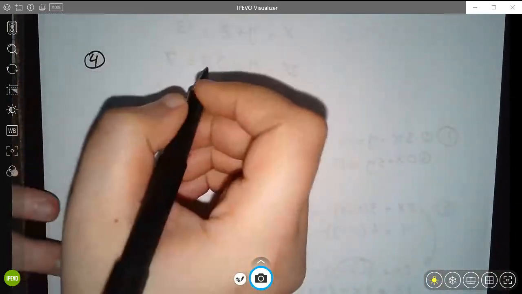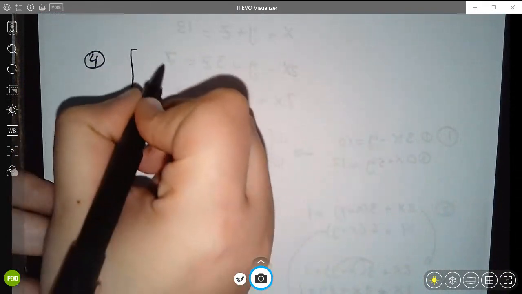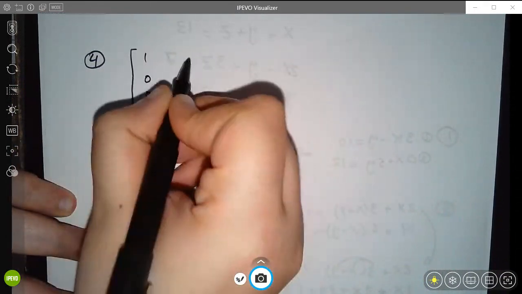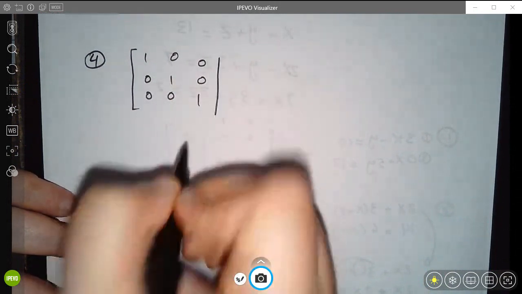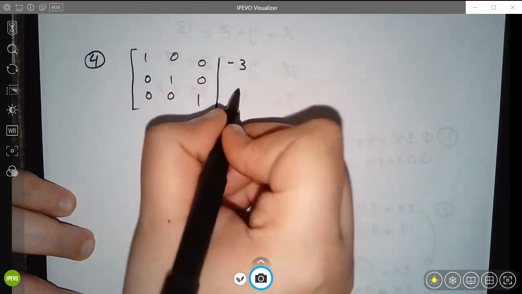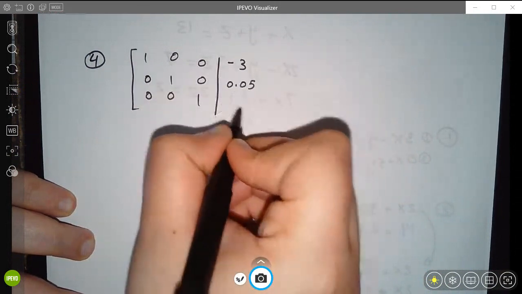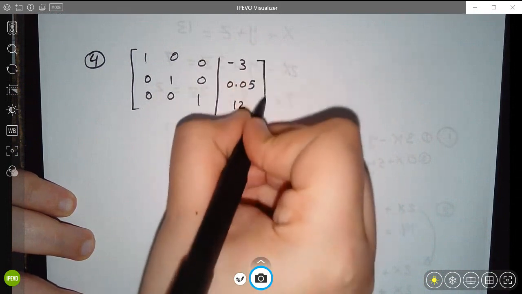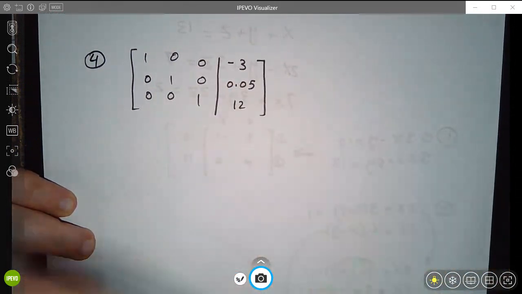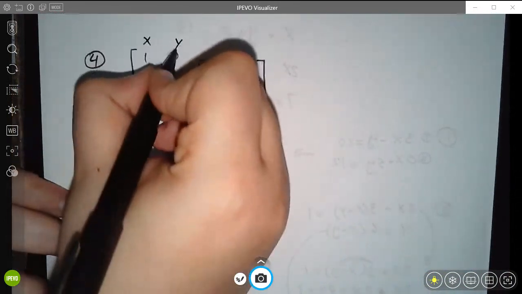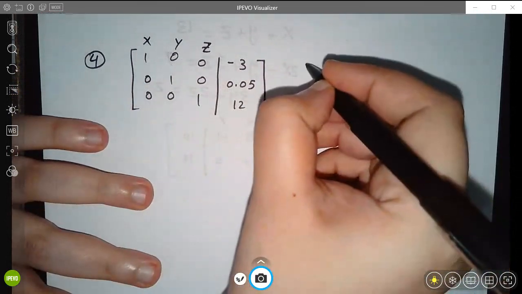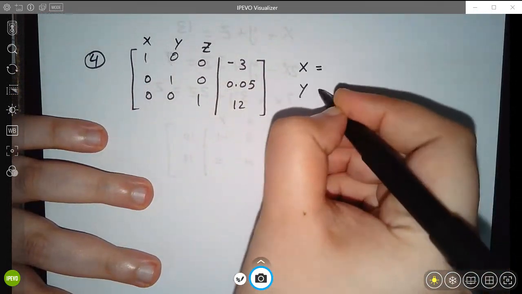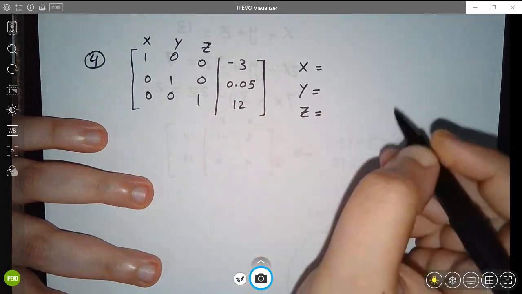All right, so here's number 4. You have 1, 0, 0. 0, 1, 0. 0, 0, 1. You have a negative 3, 0.05, and a 12. Now, let's say this column is x, this column is y, and that column is z, because that's the usual order. And tell me what the x value is, what the y value is, and what the z value is.